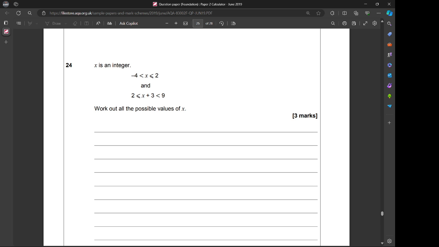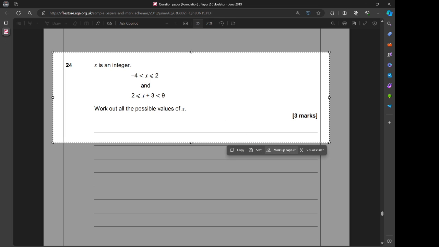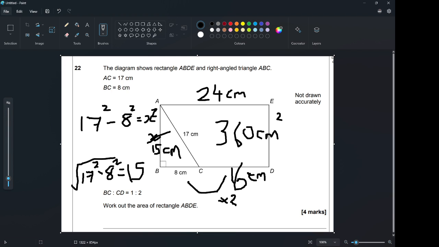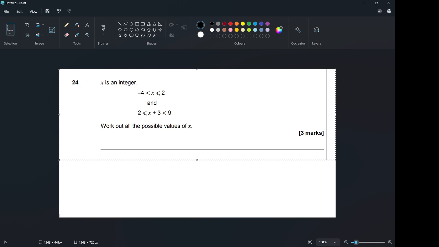X is an integer. So work out the possible values of X. Let's work it out quickly. Sorry guys, obviously going a bit faster, but I'm conscious of time. I'm going to try and give time to do the question. So let's work it out.